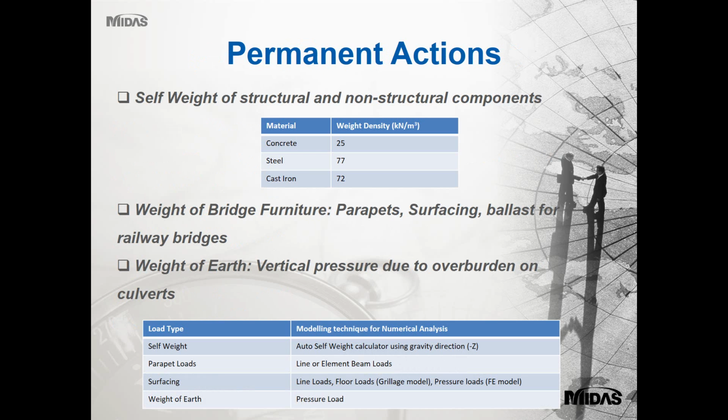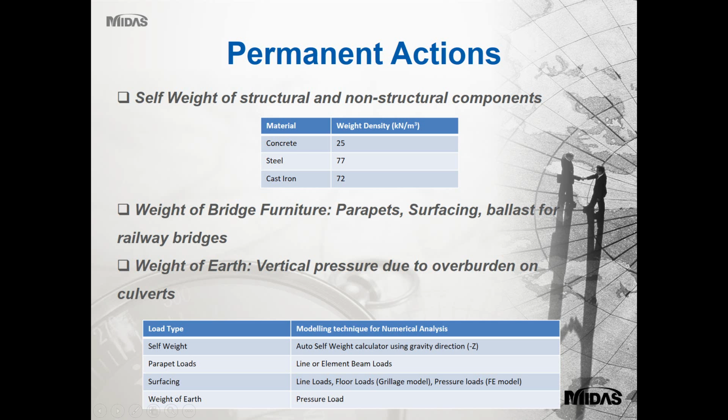For permanent actions, self weight corresponds to the basic structure permanent action. Then we have weight of bridge furniture, which is like parapets, surfacing, etc. Ballast in case of railway bridges. And sometimes the weight of the earth that is acting as an overburden on culverts. The way we model these as self weight, we use the auto self weight calculator, also known as body forces in structure analysis software.